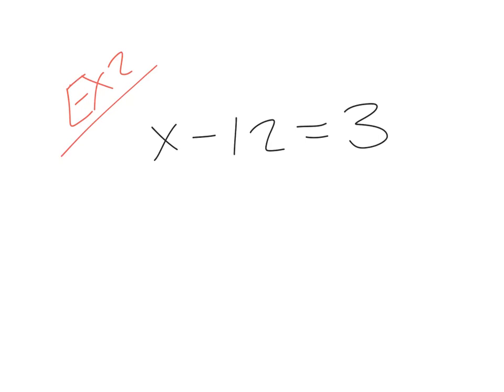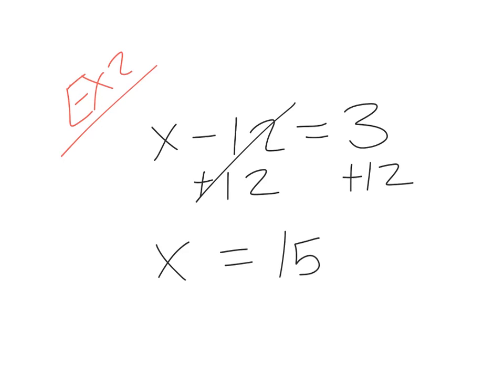All right, let's look at example 2. Put this in your journal. We have x minus 12 equals 3. What inverse operation am I going to use to solve for x here? Addition. So I'm going to add 12 to both sides. And I'm left with x equals, what is 3 plus 12? 15. Very good. So your answer is x equals 15.